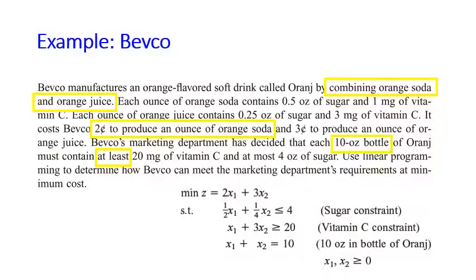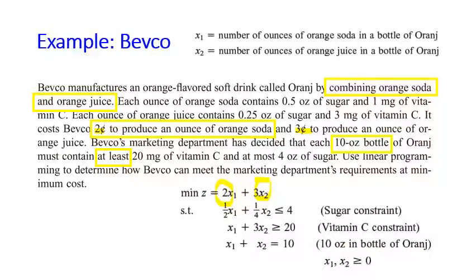And then because the objective is to fulfill the requirement with minimum cost, we have a minimization problem in which the costs come from producing orange soda, 2 cents here, and then 3 cents from producing orange juice. So you can say that in the definition of decision variables, x1 is the number of ounces of orange soda in a bottle of orange, and then x2 is the number of ounces of orange juice in a bottle of orange.